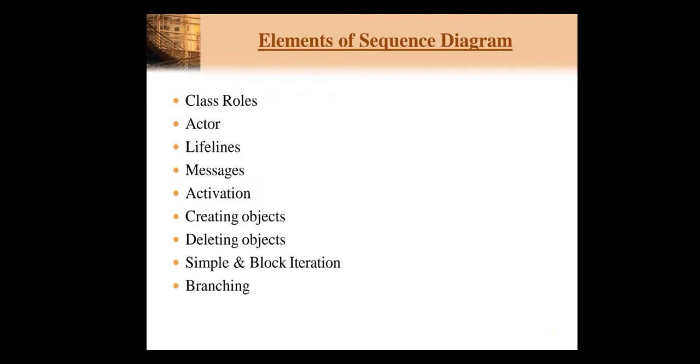If there is looping between the communication of two objects, for example if there are four objects and only two objects are sending and replying to each other, we can show this communication with the help of iteration. And next is branching. These are the elements of the sequence diagram.